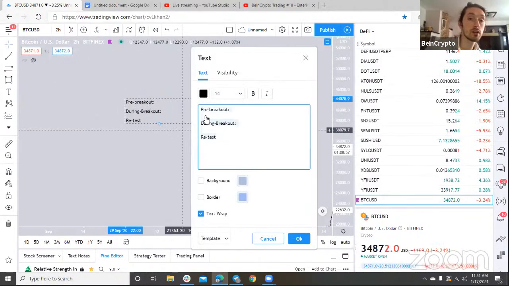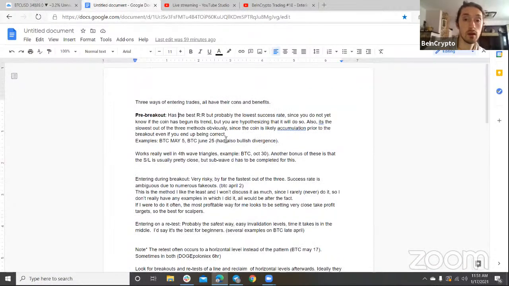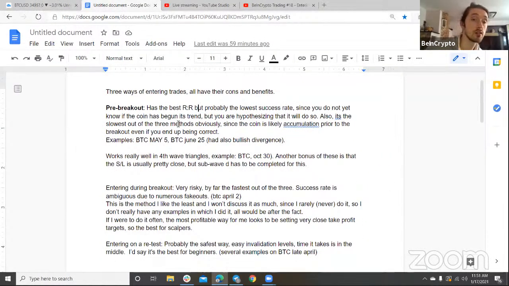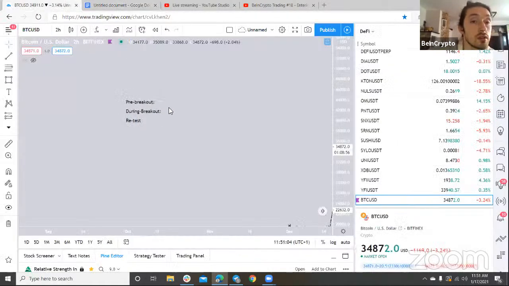So entering pre-breakout, I'll just read it from here since it's too much to switch every second. Entering pre-breakout has the best risk to reward ratio out of the three, because you will probably enter at a much lower point than using the other two methods, but it has the lowest success rate since you do not yet know if the coin has begun its upward trend or if it will continue breaking out or not. Also, it's the slowest out of the three methods since it hasn't broken out, so it's likely accumulating prior to the breakout, even if you get it correct.